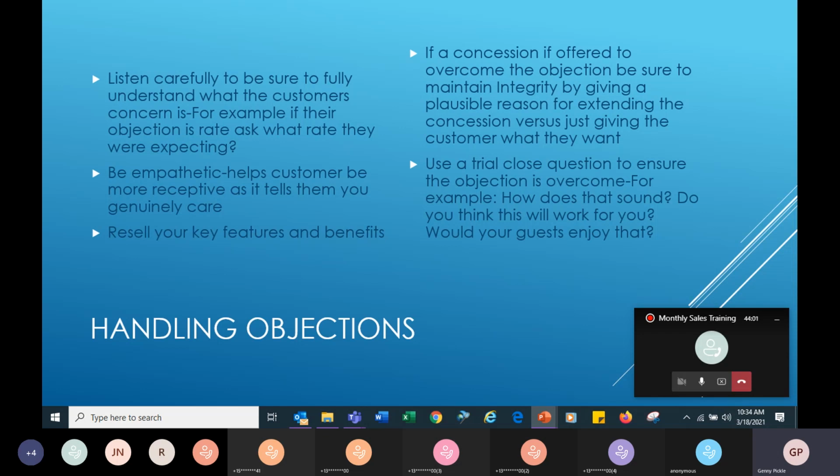You can offer a concession to overcome it as well, which would be another example. And again, make sure to use those trial close questions when you're overcoming the objection: how will that work for you? How does that sound? Okay, and then the last paper in your handout was the objection probing question and best possible answer, which everyone has their documents for from the previous training on those.